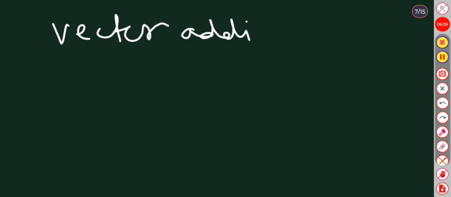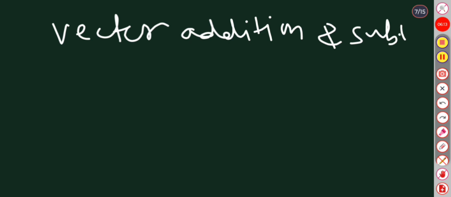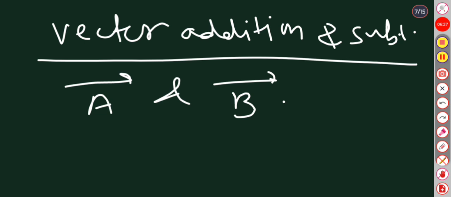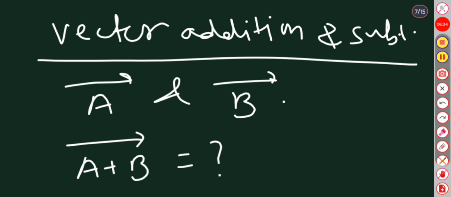Vector addition and subtraction. Let's consider we have two vectors, vector A and vector B. If we have two vectors and we have to find vector A plus B, how is it going to be found?